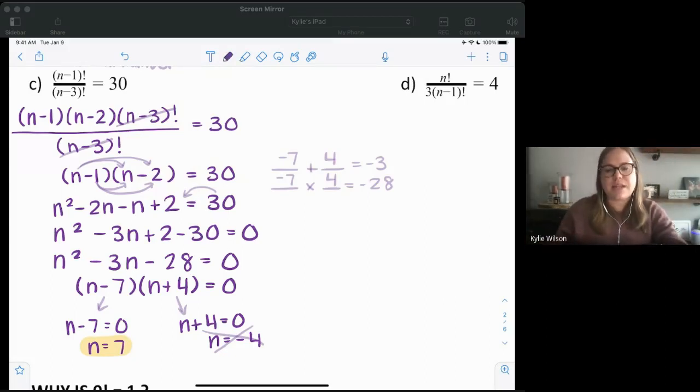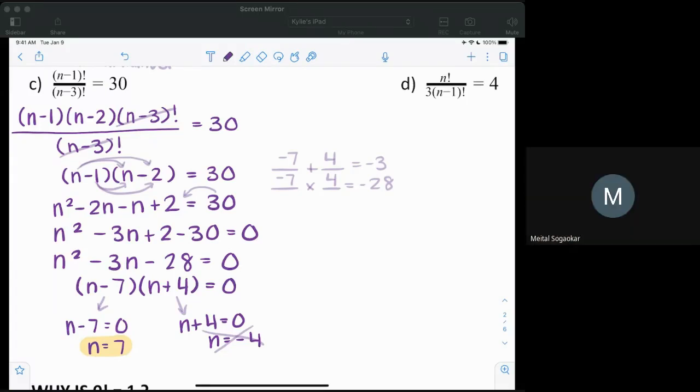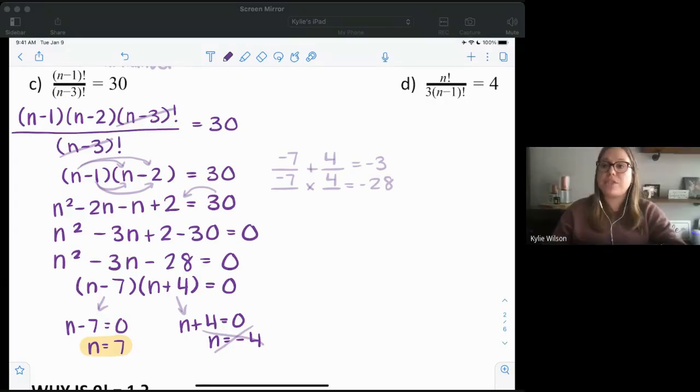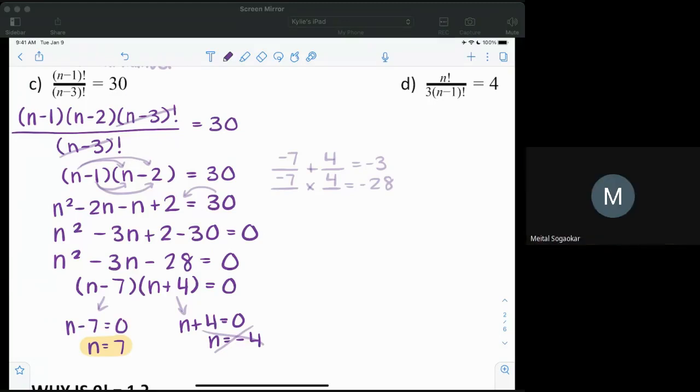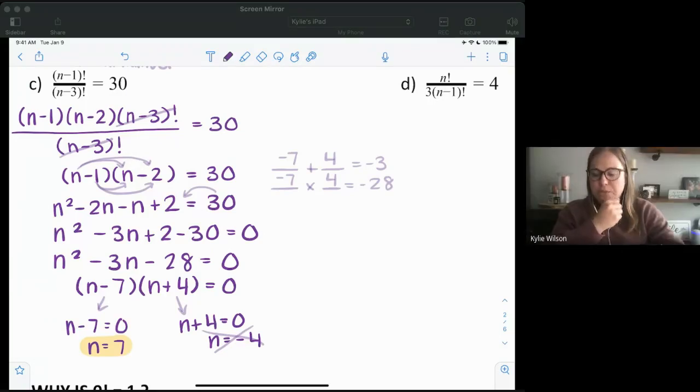Any questions about that one before we go to the next one? I have a question. Sure. What would you do if you have two natural numbers? Then you would have two answers. Yep, you could absolutely have two answers that work. So you would just say my answers are 7 and 4 if it was positive 4. That's a great question. Anything else?